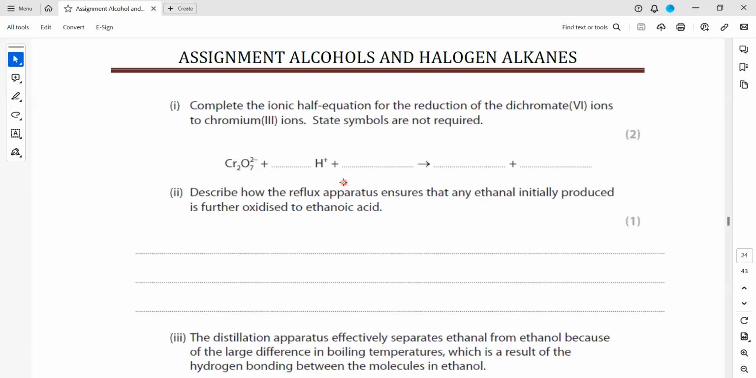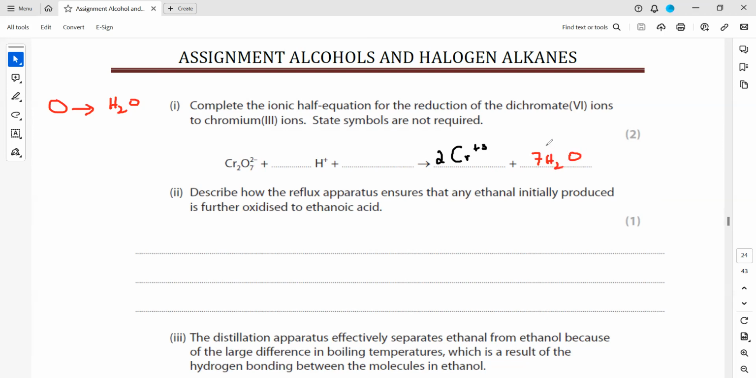Complete an ionic half equation for the reduction of dichromate(VI) ions to chromium(III). State symbols are not required. First, dichromate ions are converted into chromium 3 plus, Cr3+. And how many should be there? 2 should be there, so we'll write 2. How to complete a redox equation? For a redox equation, if we want to balance oxygen, how can oxygen be balanced? By adding water molecules. So we have 7 oxygen on our left-hand side. How many water molecules do we need on the right-hand side? We need 7 water molecules.